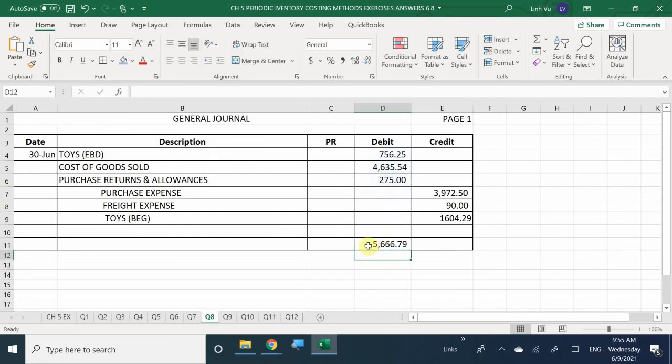So, again, before anything, we've got to double confirm if our total debits match our total credits. So I have a total of 566,679 on the left, and I have a total of 566,679 on the right. All right. Excellent job, guys. Any questions? This is LIFO.